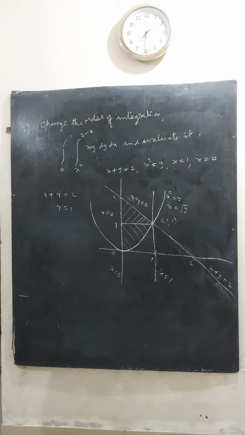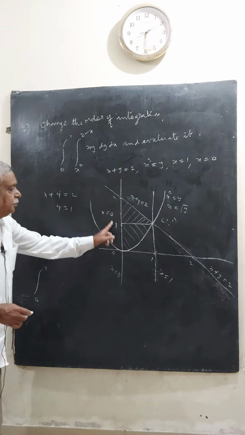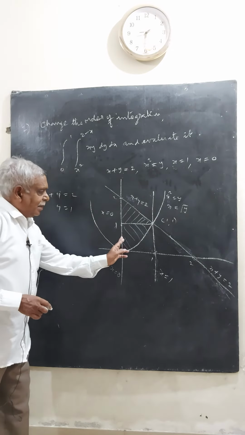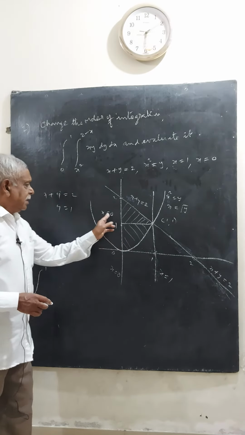See, we are going to change the order of integration. Take the limit on the y axis, 0 to 1. x is the curve, left to right. x, the curve, 0.